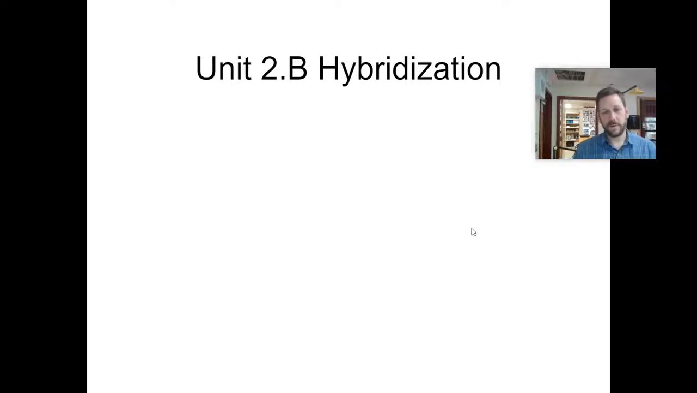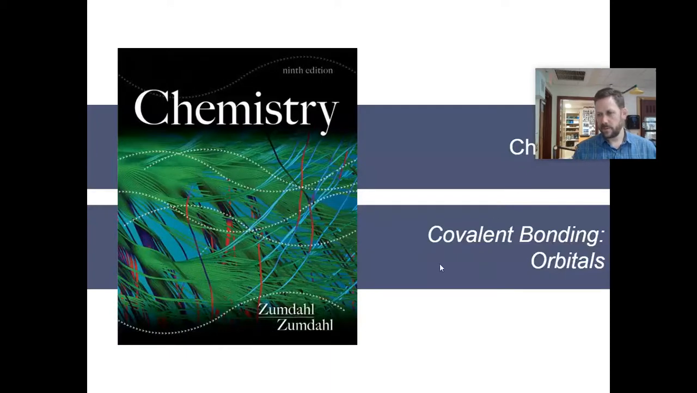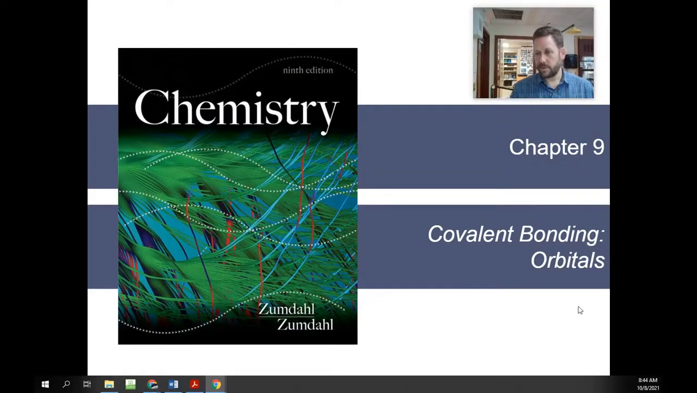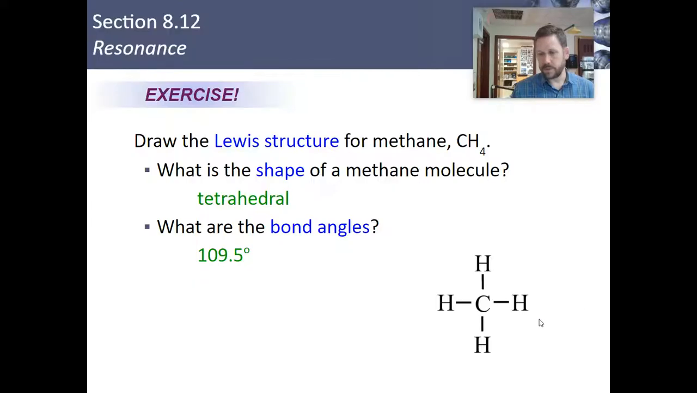All right, so in this video, we're going to tackle the topic of orbital hybridization. And really, this is about the fact that our theory of molecular geometry doesn't really jive with our theory of orbital geometry. And so we need to revise our model, so to speak.